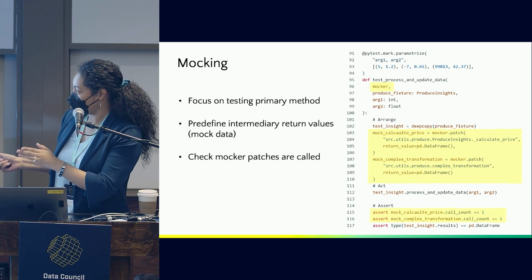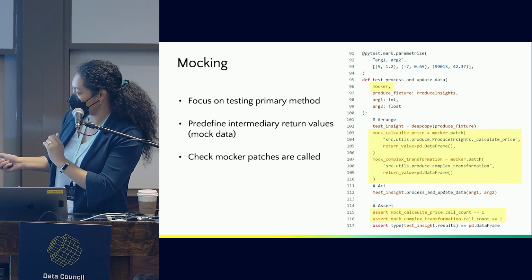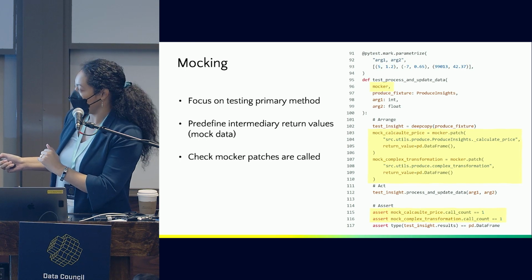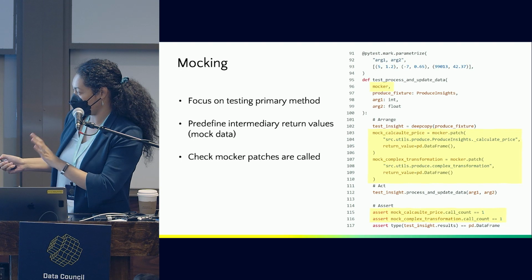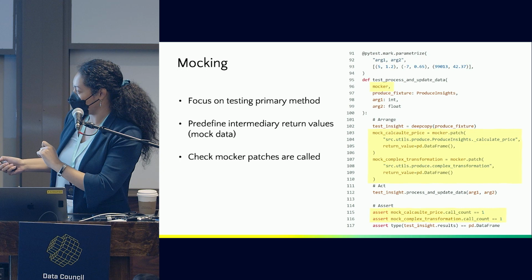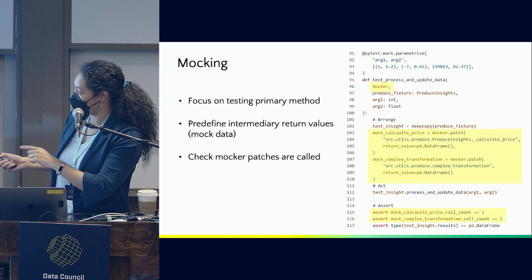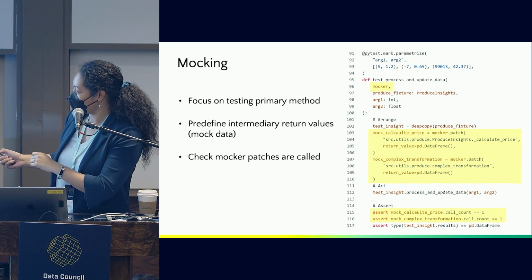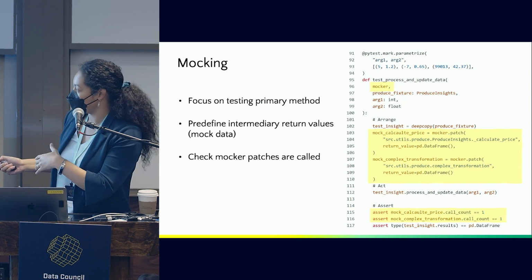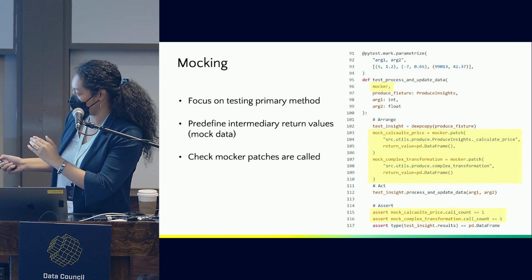Similarly, for the complex transformation, we're going to be doing the same thing. But note that here, we can see it's source utils produce.complex transformation. But the original location of this complex transformation is somewhere else. If you note back from a few slides ago, complex transformation was imported from some other location. But what we're putting here is the specific reference to it within the class that we're working with, not the original location. And so similarly here, we're specifying an output data frame that is empty. So instead of actually running this, we'll just be returning this.